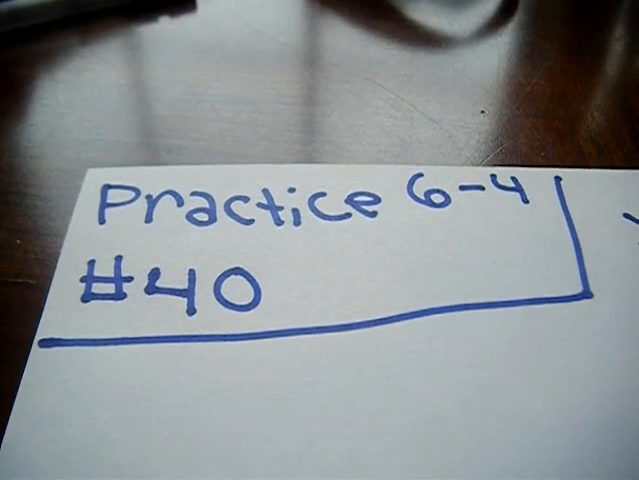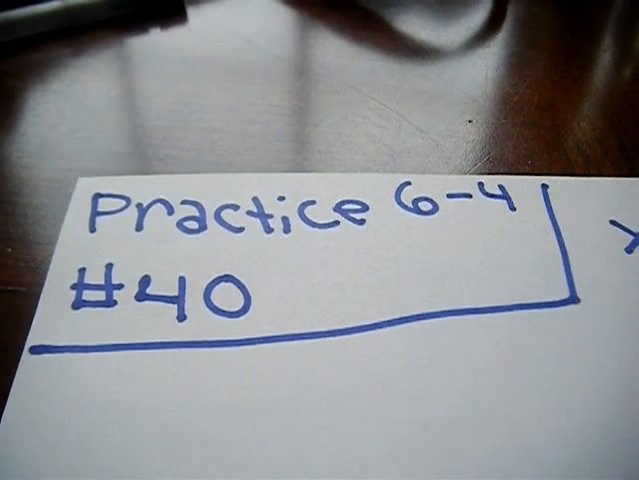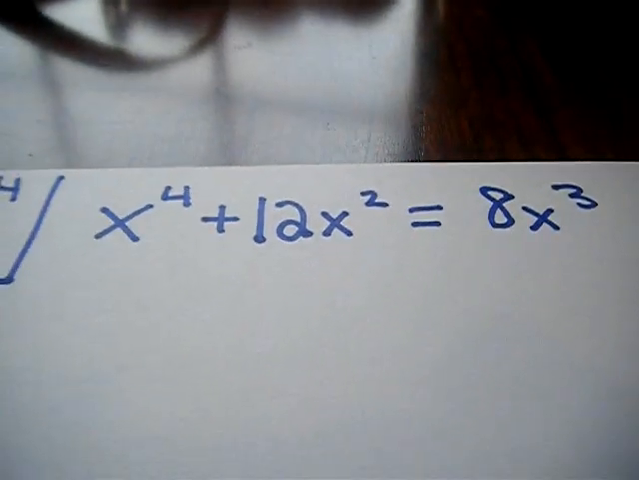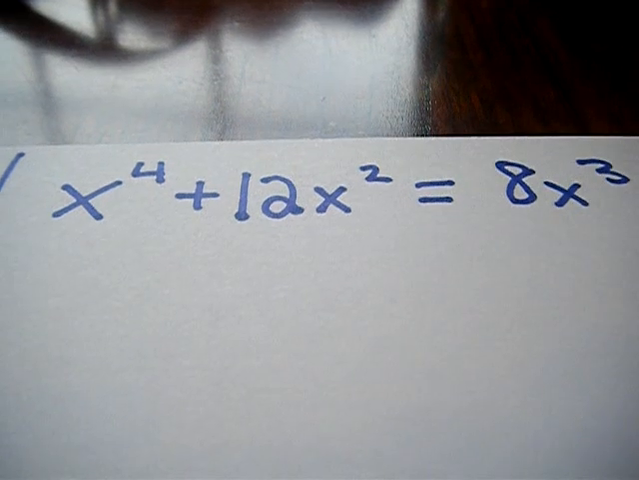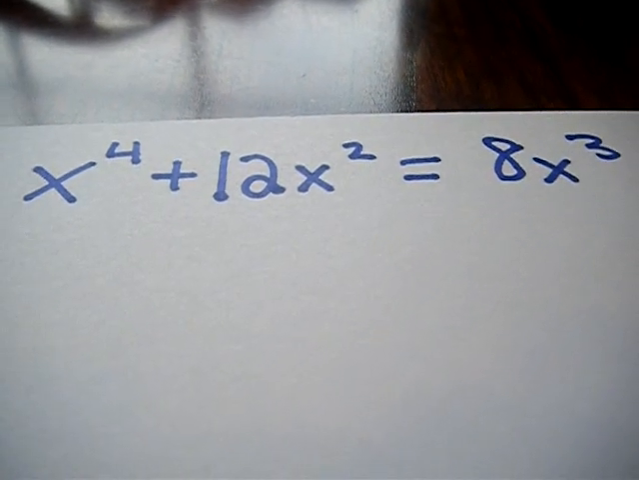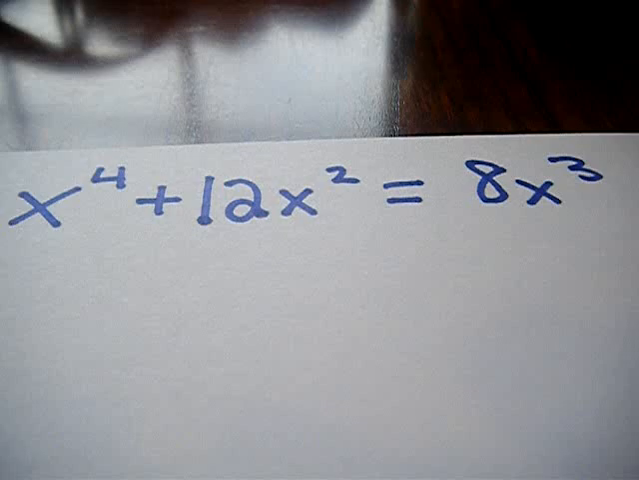This problem can be found on practice worksheet 6-4, number 40. The problem states to solve x to the fourth plus 12x squared is equal to 8x to the third.